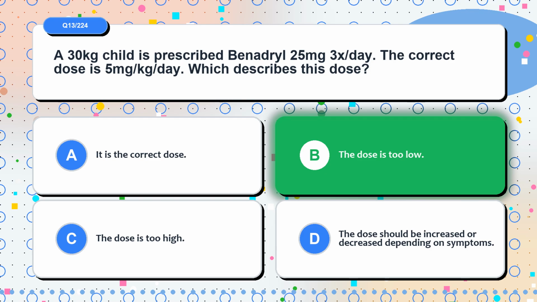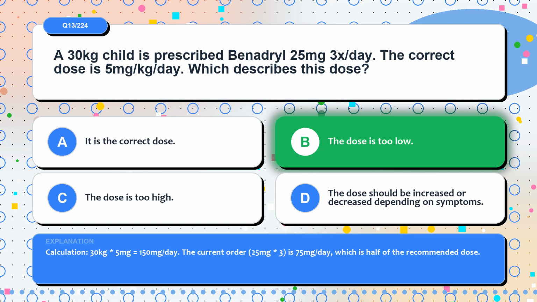The correct answer is option B. The dose is too low. Calculation: 30 kg * 5 mg equals 150 mg/day. The current order, 25 mg * 3, is 75 mg/day, which is half of the recommended dose.